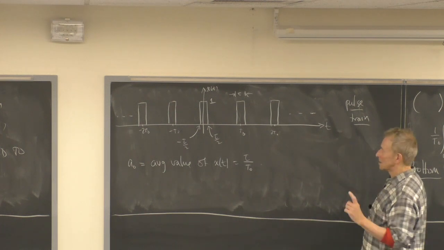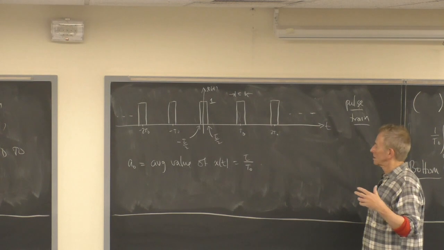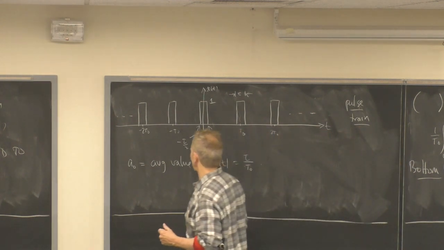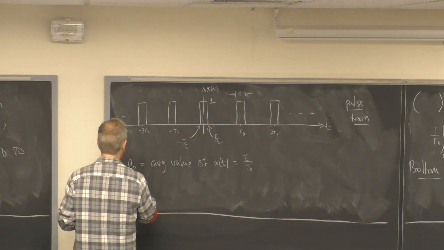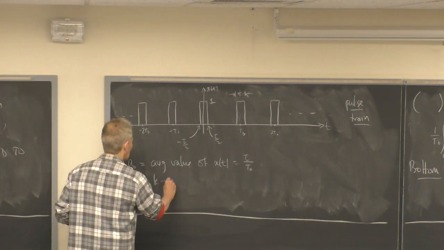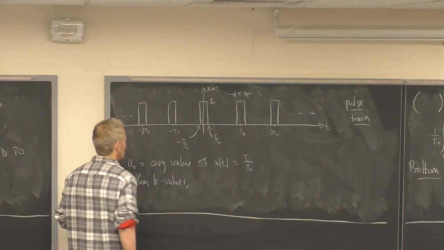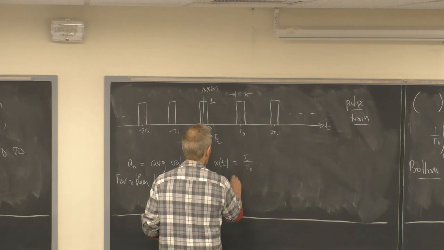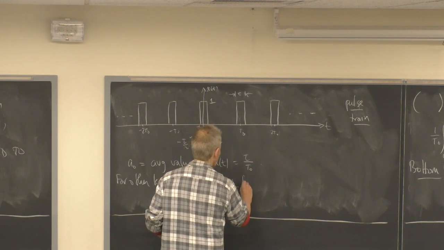And by the way, this is an example where it's easier to do this, figuring out the AKs, integrating over a different interval from 0 to T0. So let's figure out the AKs. For other k's, AK is going to be equal to 1 over T0 times the integral.